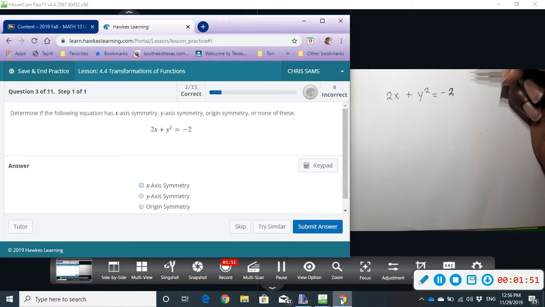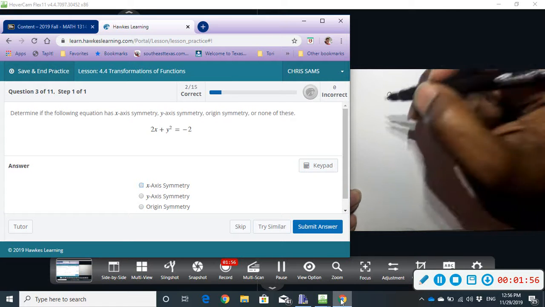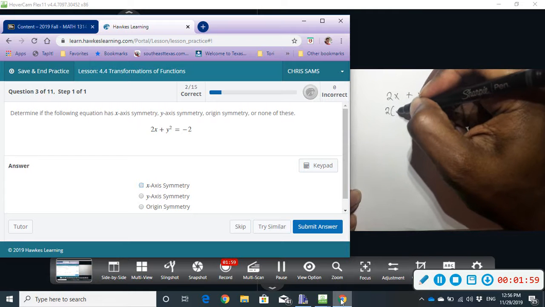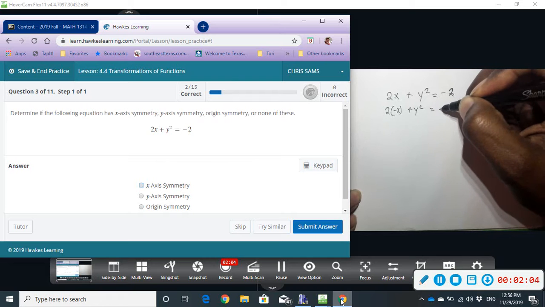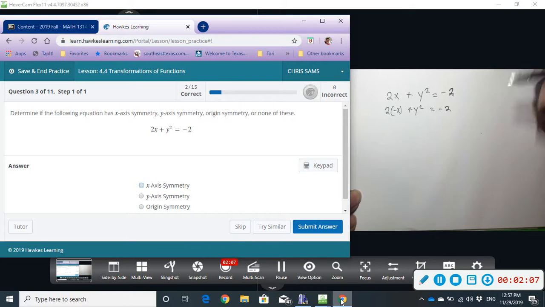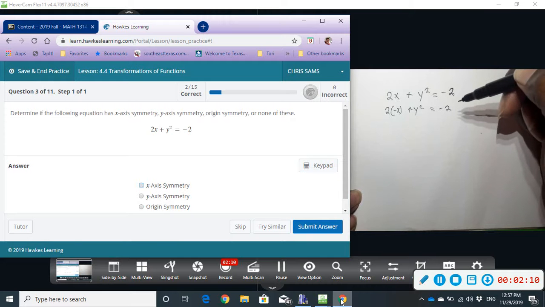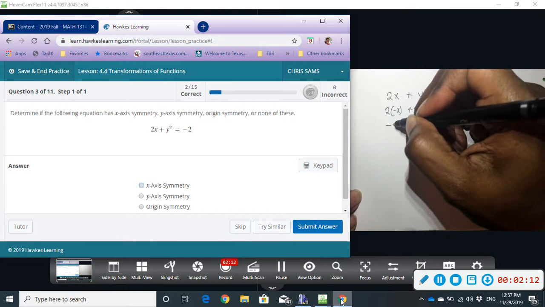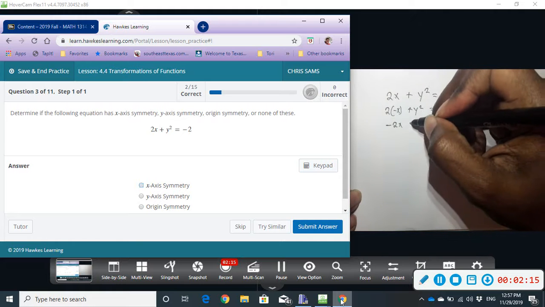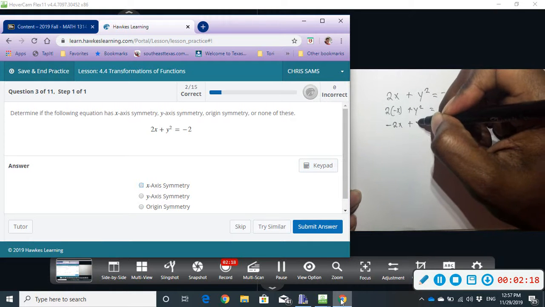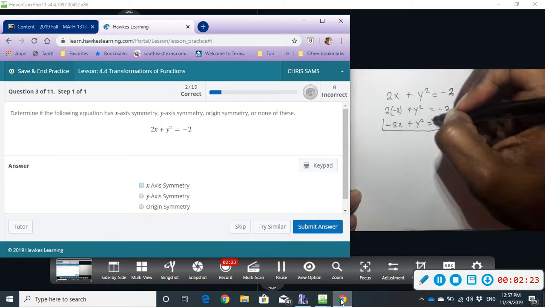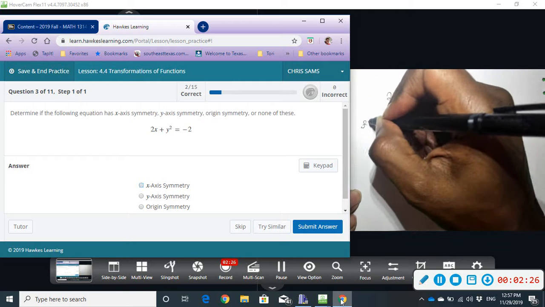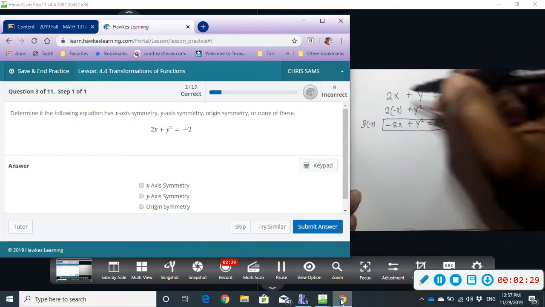The first thing I'm going to do is make x negative and then simplify. So this is the same thing as f of negative x. I'm going to say 2 times negative x plus y squared equals negative 2. Okay? Simplifying, we will have negative 2x plus y squared equals negative 2. Okay, so this is my new function. This is the same thing as f of negative x. That's making the x negative. Okay, this is my original.